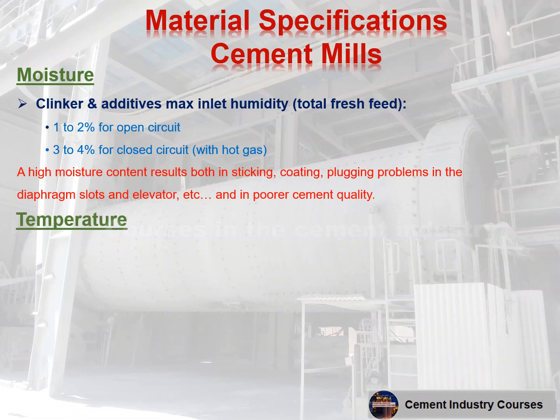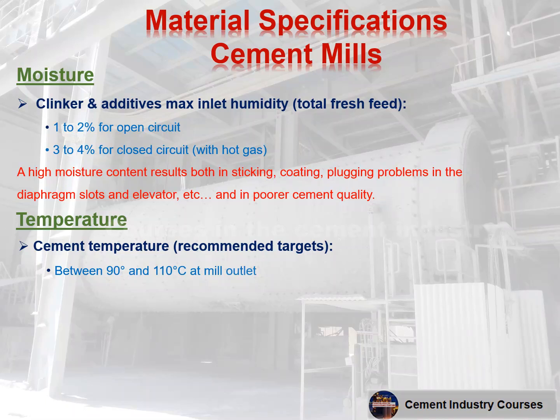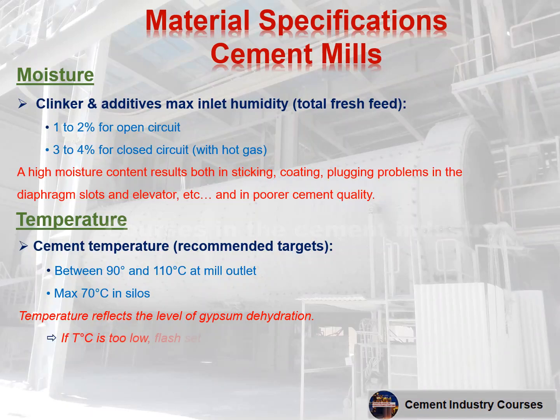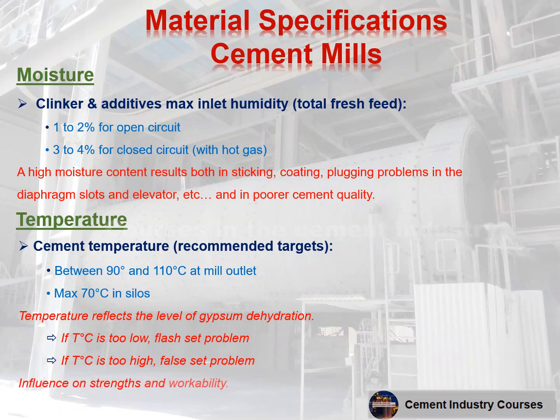Temperature. Cement temperature, recommended targets: between 90 degrees and 110 degrees, at mill outlet. Max 70 degrees, in silos. Temperature reflects the level of gypsum dehydration. If temperature is too low, flash set problem. If temperature is too high, false set problem. Influence on strengths and workability. Temperature has to be limited for bag handling, too.